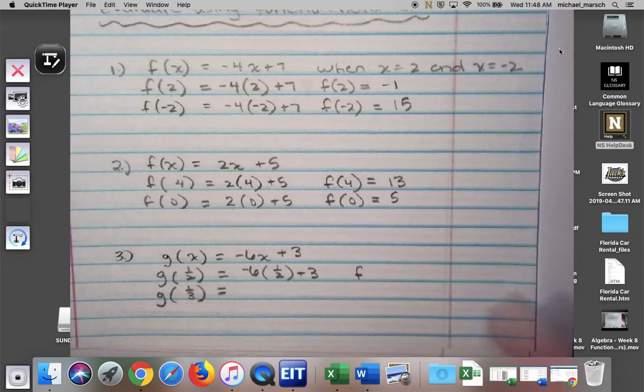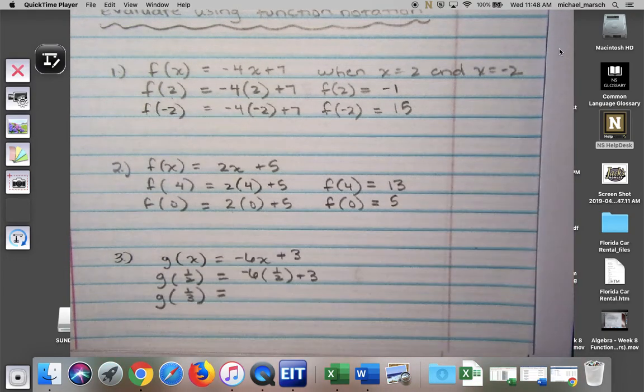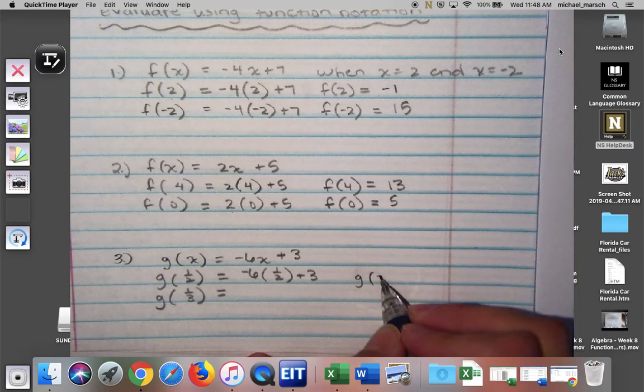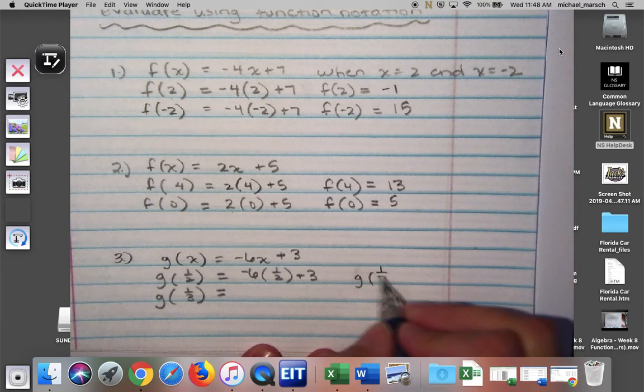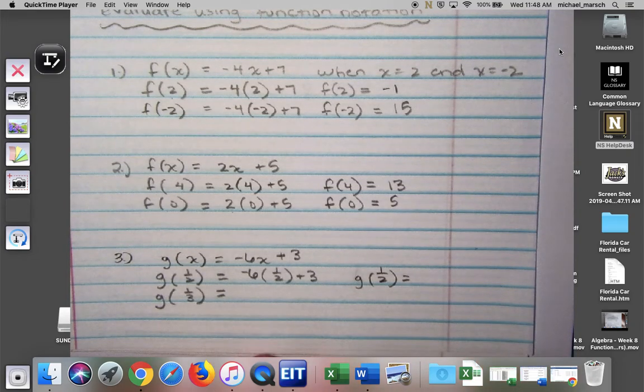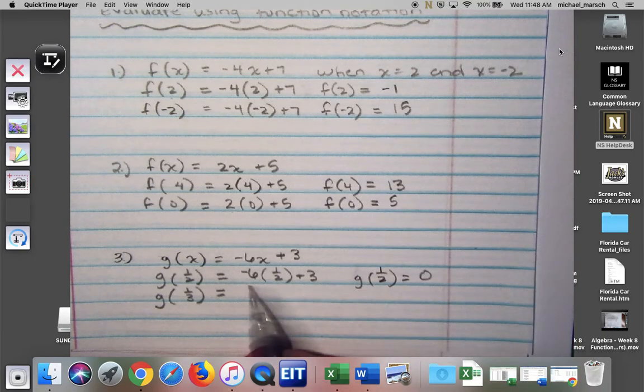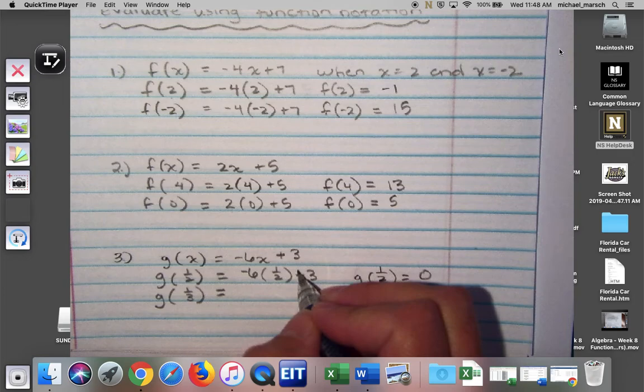What's the, oops, see, look at that. I wanted to put an F there. What is the function of 1/2? What's your answer going to be? Bryce? 0. 0, right? Because negative 6 times 1/2 is negative 3 plus 3 is a nice even 0.